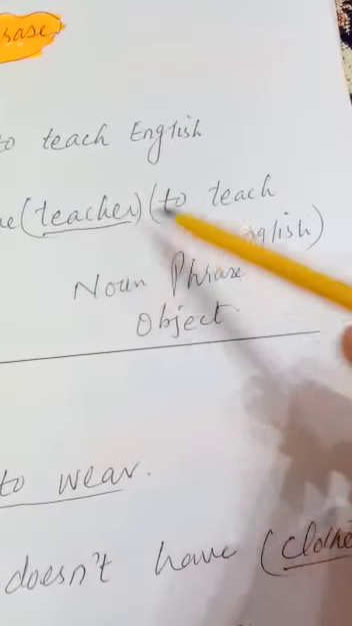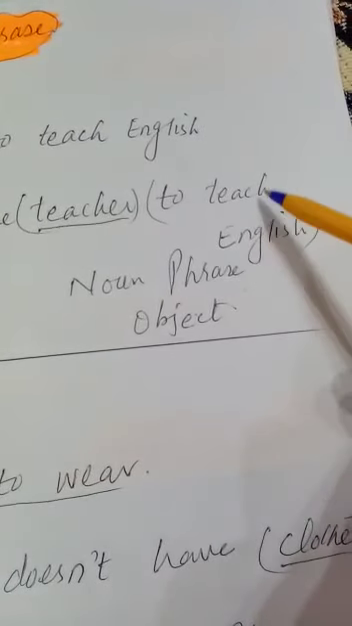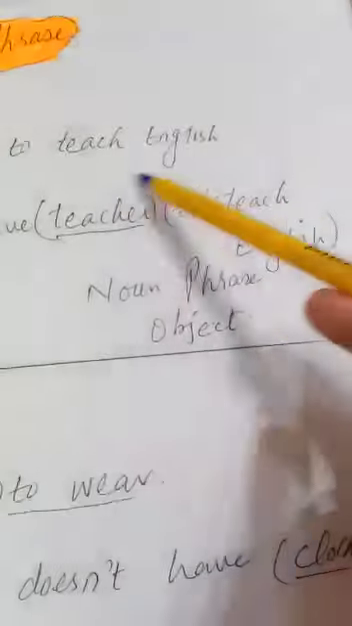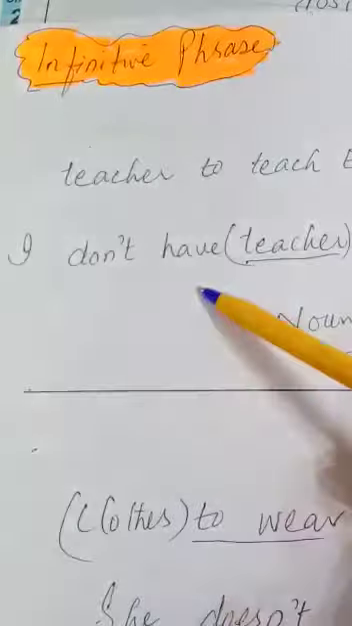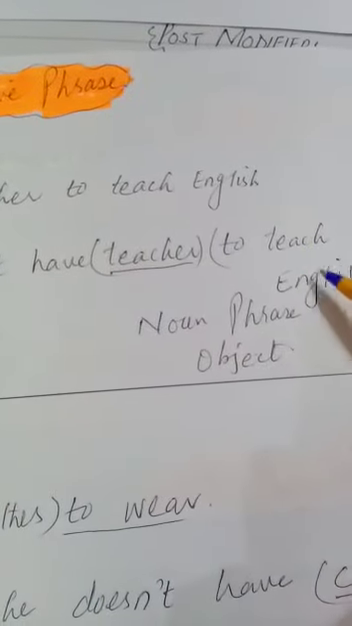So I don't have, this is not having any concern with that. Teacher is the noun and to teach English is the post-modifier, which is an infinitive phrase added with this noun, and this whole part is functioning as a noun phrase in this complete sentence. I don't have teacher to teach English.